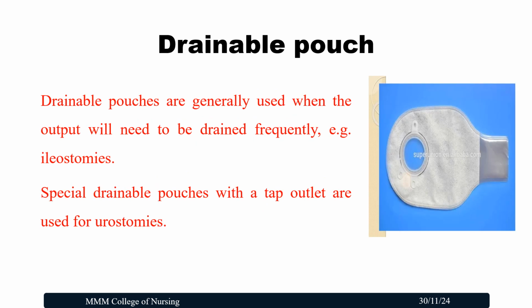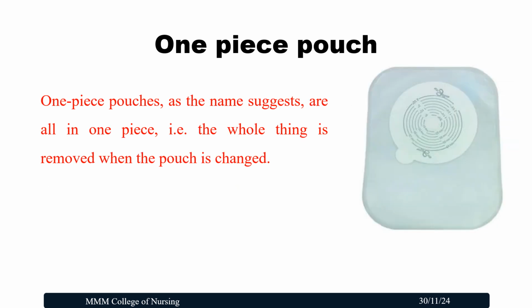Coming to the types of pouches, the first one is the drainable pouch. Drainable pouches are generally used when the output will need to be drained frequently, for example, ileostomies. Special drainable pouches with a tap outlet are used for urostomies. The second one is the one-piece pouch. These pouches, as the name suggests, are all in one piece. The whole thing is removed when the pouch is changed.